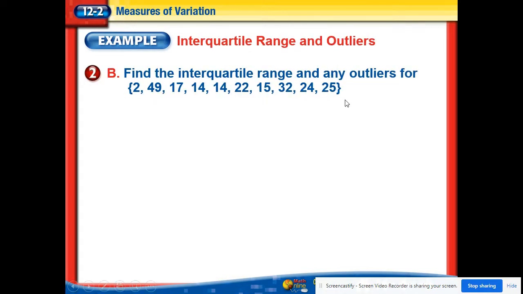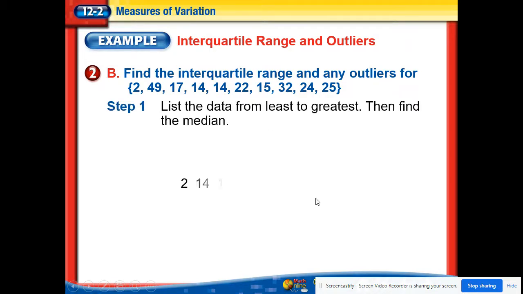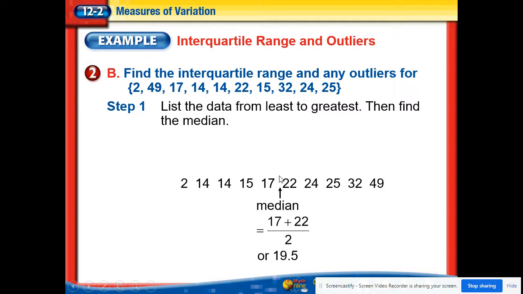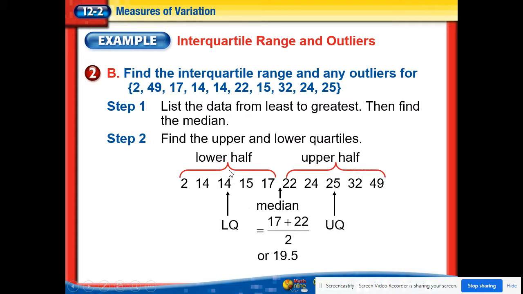This one has obviously a few more data points, which is fine. We still need to line them up, going from least to greatest. Now, there are 10 of them, so there's nothing in the middle, no exact value, so we have to add the two middle values together and divide. That gives 19.5. Now that median still cuts the middle, so we have 5 this way and 5 this way. The middle over here is 14, and the middle over here is 25. So lower quartile and upper quartile are 14 and 25.